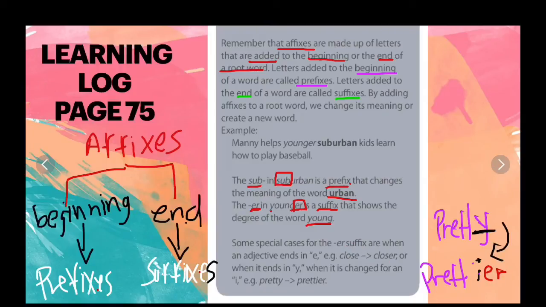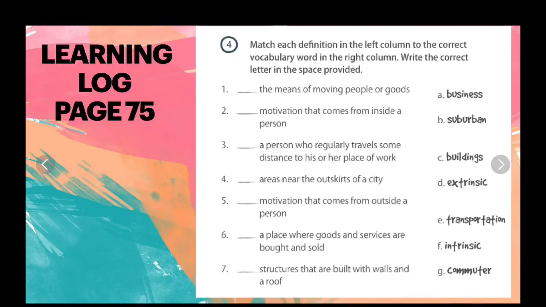In this case over here, closer, if the word ends with an E, then what happens? Then you're just going to add an R to the word, okay? Like this one. Closer, you just add an R. Like that, okay? If it ends with a Y, then you add ER and you change the Y into an I. Okay? Now, exercise number 4 from page 75, this page, it says, match each definition in the left column to the correct vocabulary word in the right column.